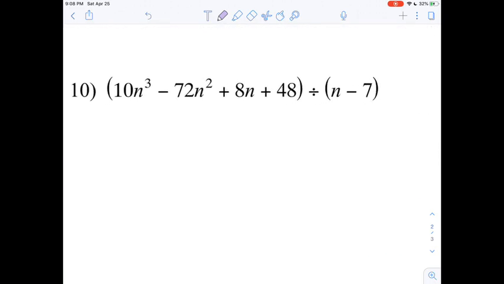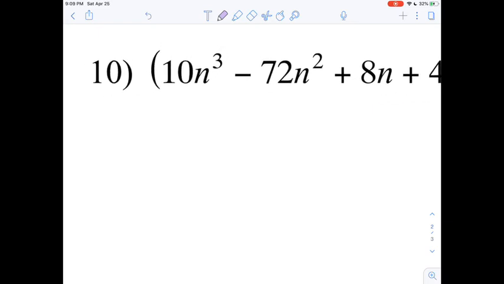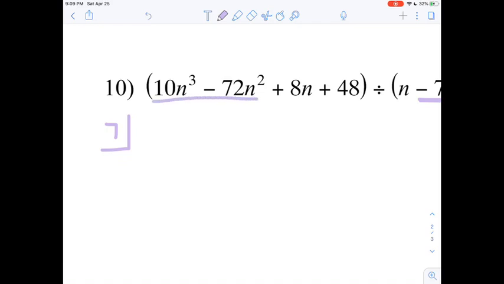Okay, let me do it again with something a little bit longer. So I'm always looking at this, and the opposite of that is going to go in my box. So instead of negative 7, I'm going to put positive 7 in this top left box. I'm going to make sure this is in order, and I'm just going to write the coefficients. So I get 10, negative 72, make sure you're tagging on those signs, 8, and 48.